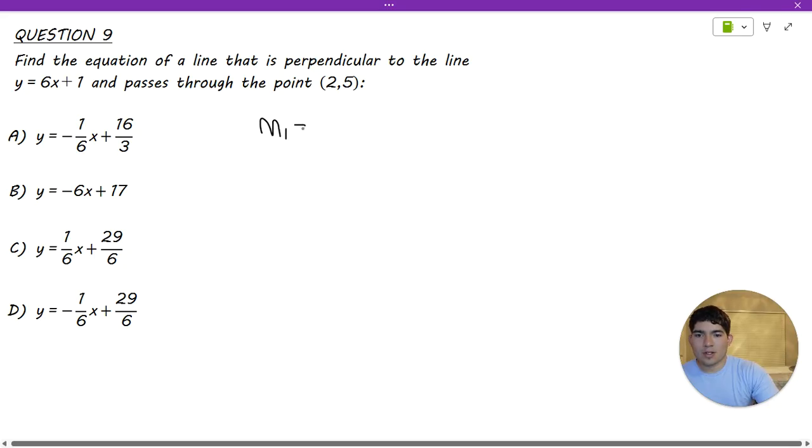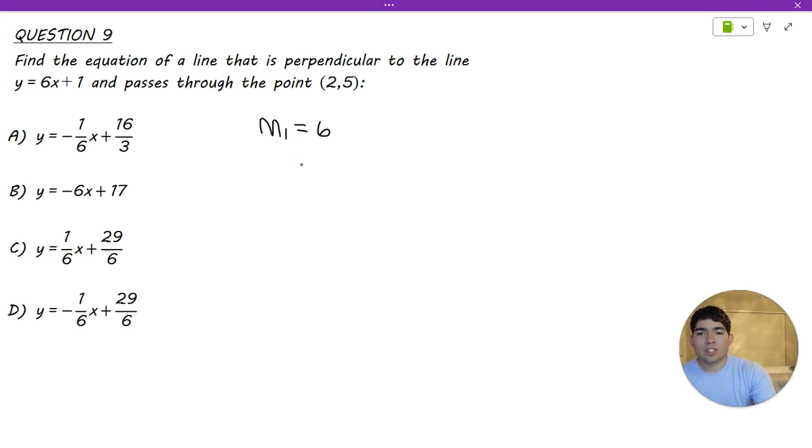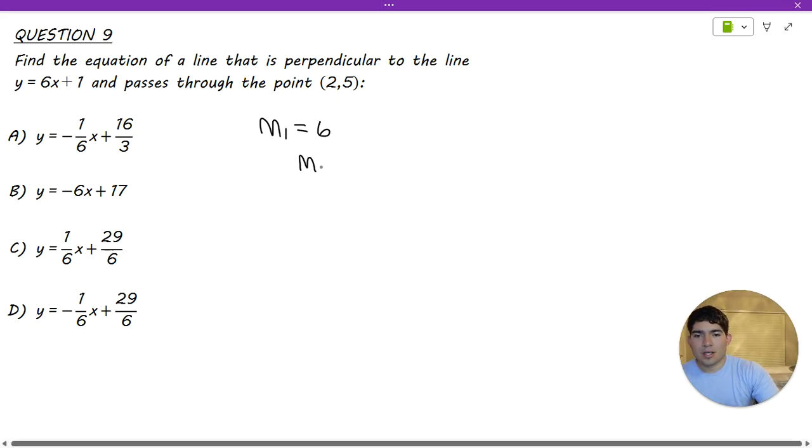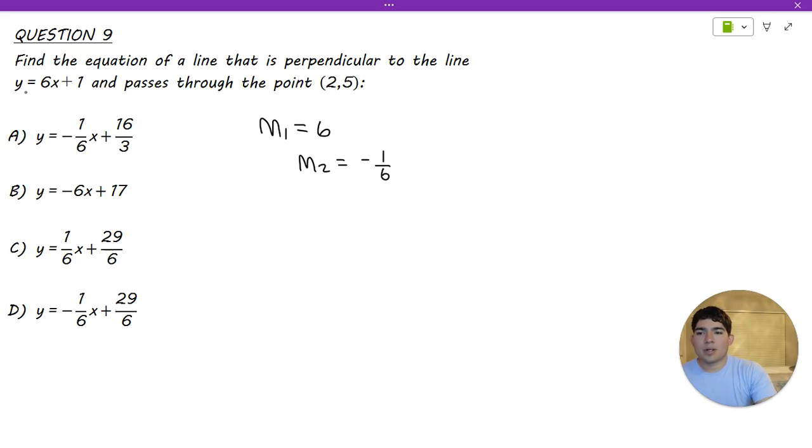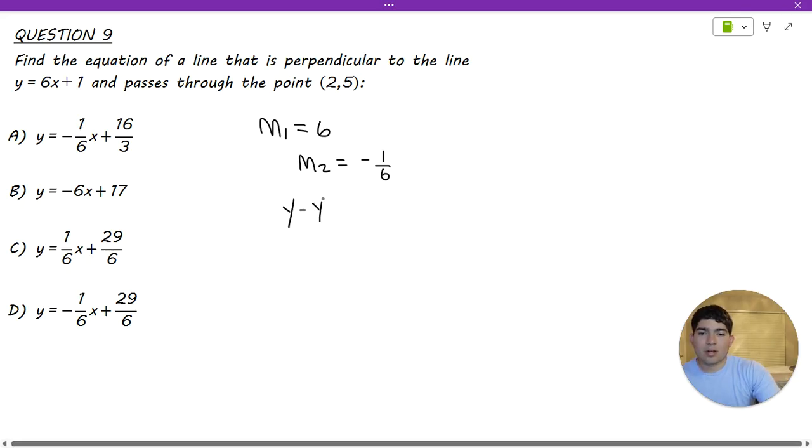So in this case, m1 is going to be equal to 6 from the first equation. And then the negative reciprocal of 6, m2, is going to be negative 1 over 6. So basically this tells us that this slope right here will make a line perpendicular to this line right here. So now we have our slope and we have our point. We reintroduce the concept of point slope. So then y minus y1 is equal to m times x minus x1. If you remember, that's the point slope formula right here.